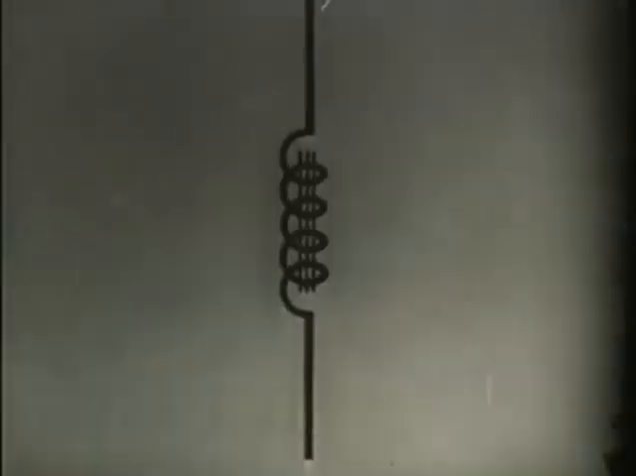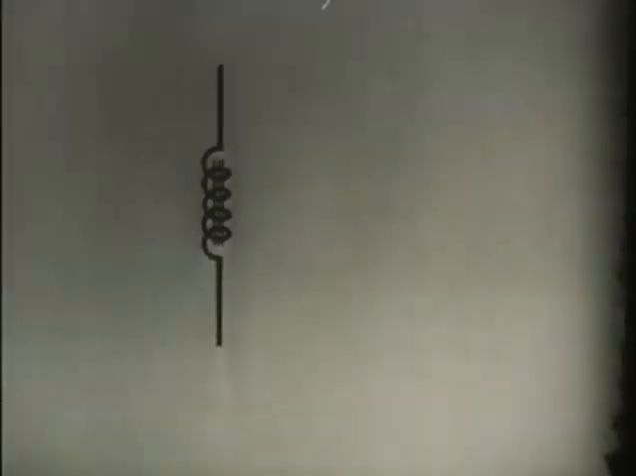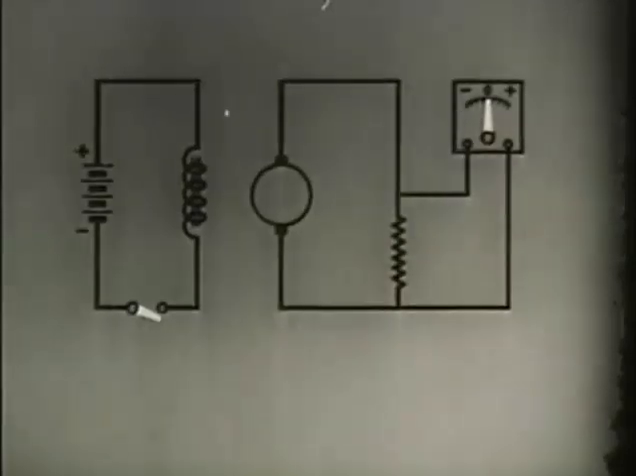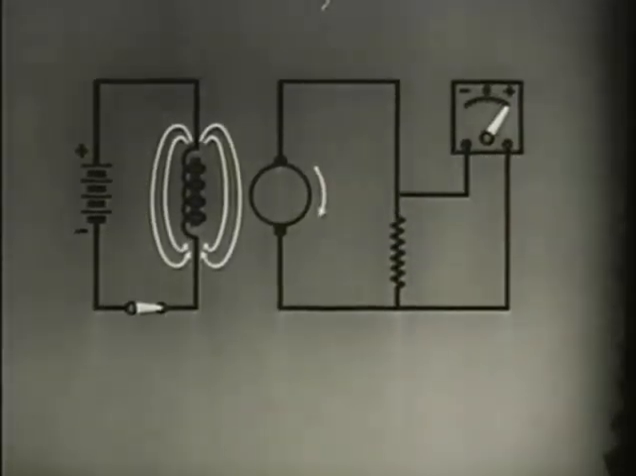The field winding used in this DC generator can be represented by a symbol. The symbol is that of an iron core inductor. Current to excite the field windings can be supplied from an external source.